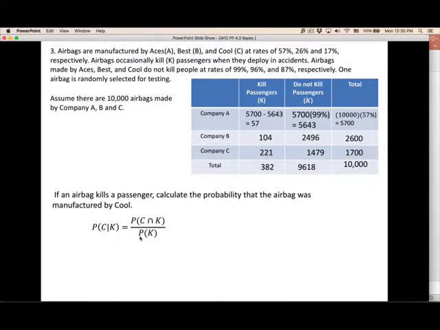And then here we could look at the table. We are looking for the probability that it's made by company C and kills a passenger. That would be 221. And then what is the probability that the airbag kills a passenger? The total number of airbags that kill a passenger is going to be 382. So you're going to plug it in. You should get this number.